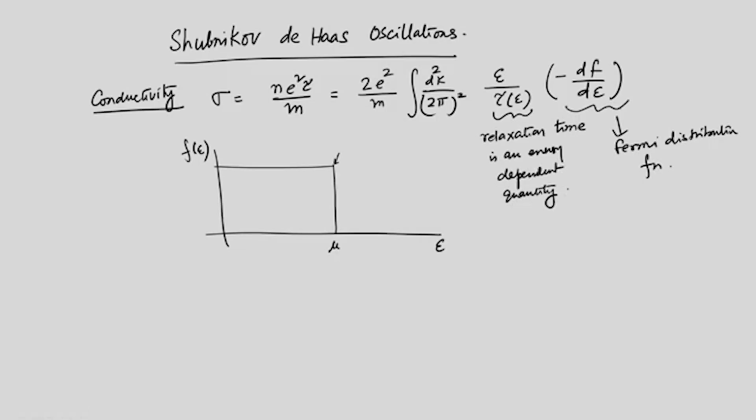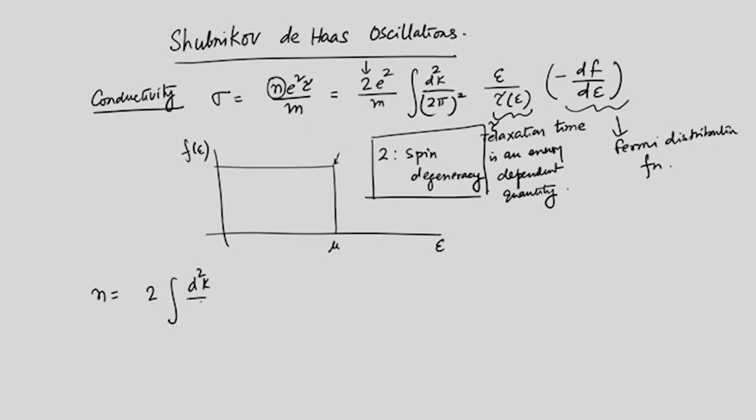Okay. All right. So, the carrier density which is here, that is obtained from, and not to forget that this too comes from spin degeneracy. Okay. So, this is spin degeneracy, tau is relaxation time, and this is a Fermi distribution function and so on. So, n can be written as d2k over 2 pi squared, f(epsilon) g(epsilon), where g(epsilon) denotes the density of states.